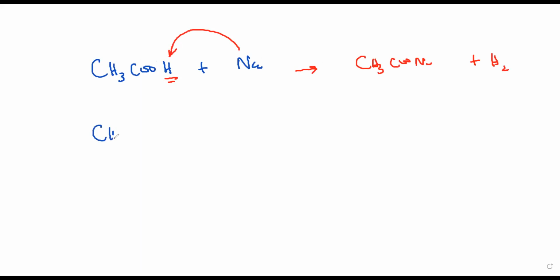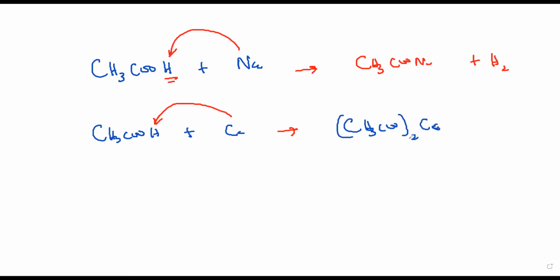What if it was a group 2 element, for example CH3COOH reacting with calcium? Calcium is more reactive, so calcium will displace this hydrogen. As a result, it will produce (CH3COO)2Ca. The reason there's a bracket is that for these organic molecules, the acetate ions have a valency of -1. So calcium is +2, and this has -1, so that is calcium ethanoate.